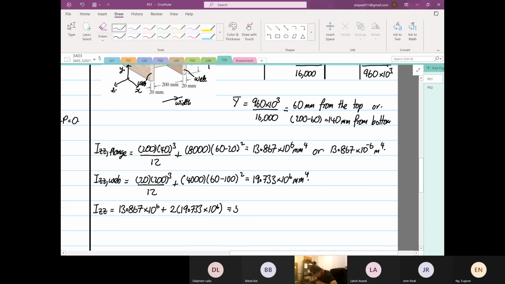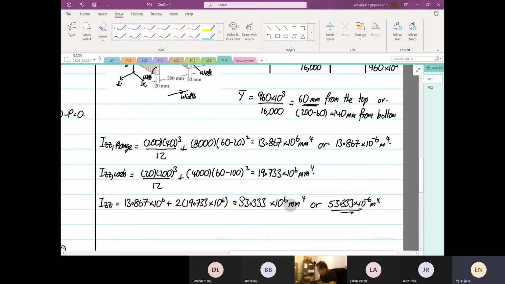So it's equal to 53.333 times 10 to the power 6 millimeters 4, or 53.333 times 10 to the power minus 6 meter 4. Okay, so this value we have. So we also know where our centroid is.